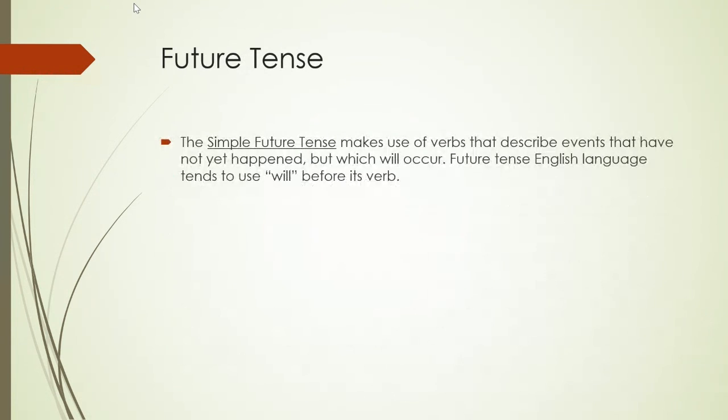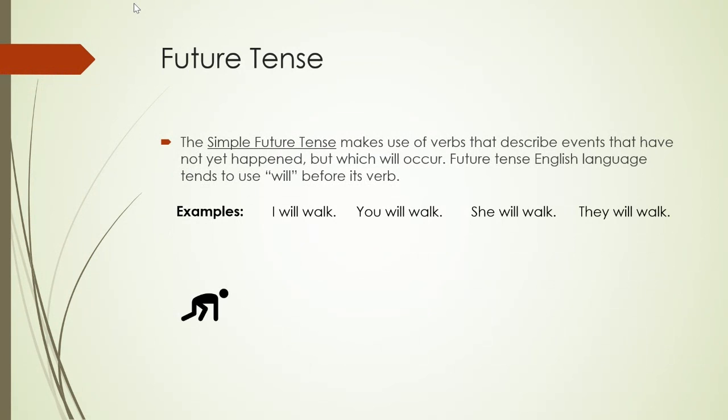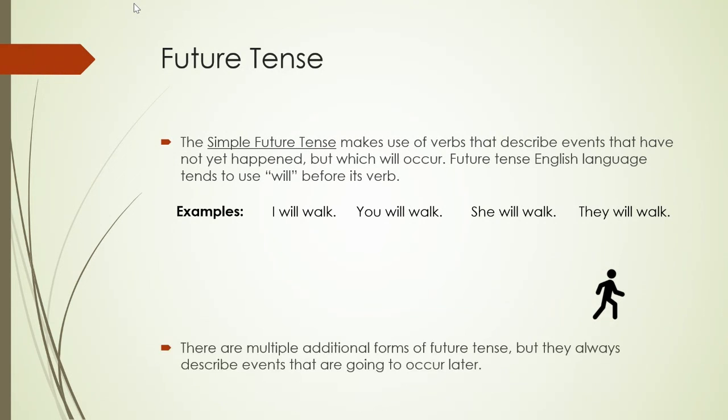Now that we've covered the present tense, we can discuss the future tense. The simple future tense makes use of verbs that describe events that have not happened yet but will occur at some point. The simple future tense is often characterized by the use of will before its verb. You may often see this, but not always. Some examples of the future tense are: I will walk, you will walk, she will walk, and they will walk. There are many additional forms of the future tense, but the most important thing to remember is that the future tense always describes events that will occur at some point in the future.